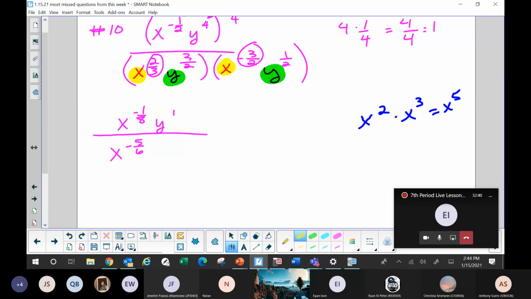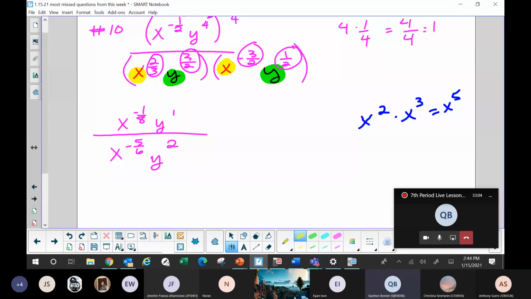Then for the y, you do the same thing. You're going to add these fractions. You're going to add 3/2 plus 1/2, and that's just going to give you 4/2. 4 divided by 2 is 2. Are we good with this step? Yes.